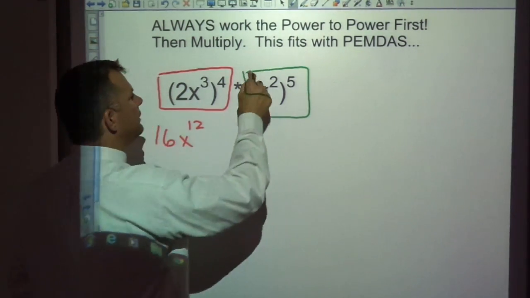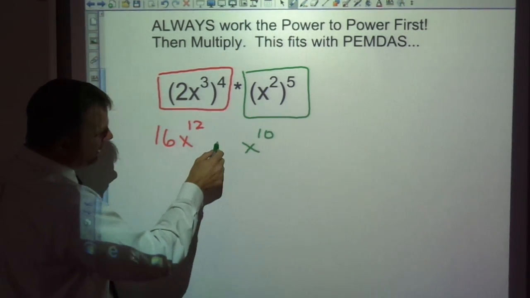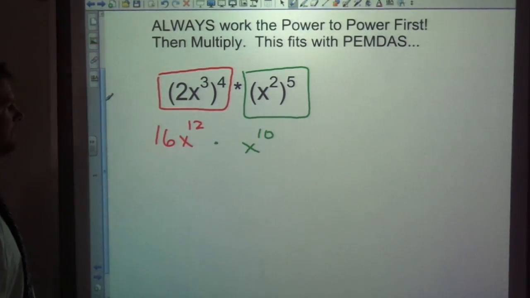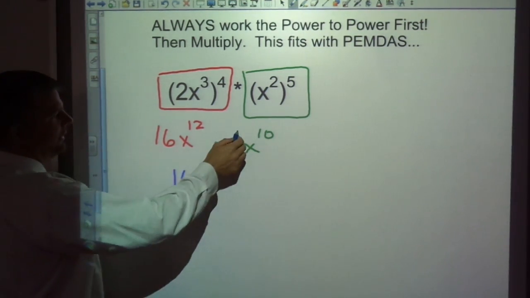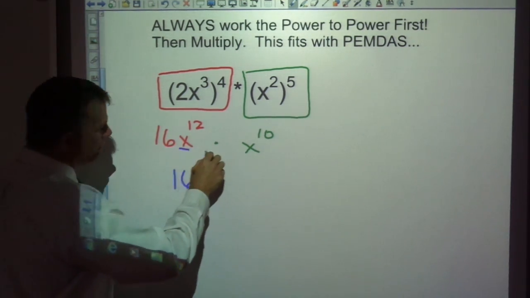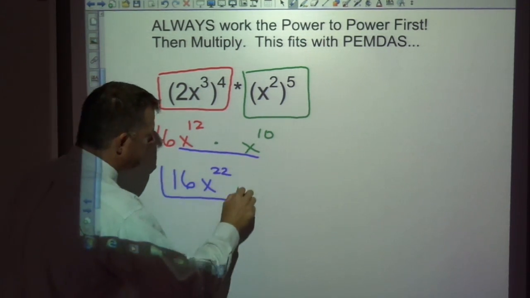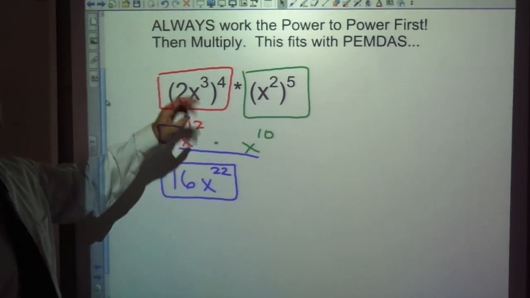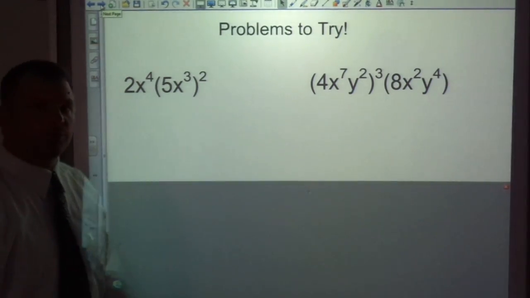This part is just simply x to the 10th. And they are connected by multiplication, so I'll just bring that down. Now we have a problem that's just multiplying common bases. When multiplying common bases, add the exponents. 16, there's nothing over here to multiply. If there was, I would multiply the numbers. But then the x's, multiplying 12 of them and 10 more gives me x to the 22. So when you've got a combination, do the power to power first. Very important.